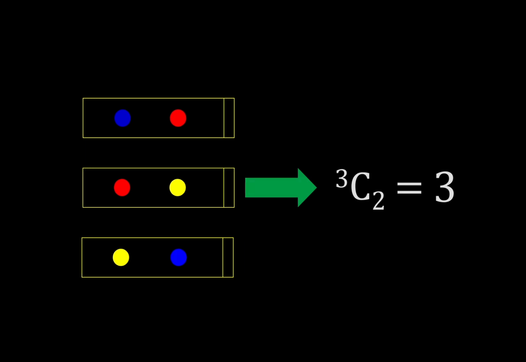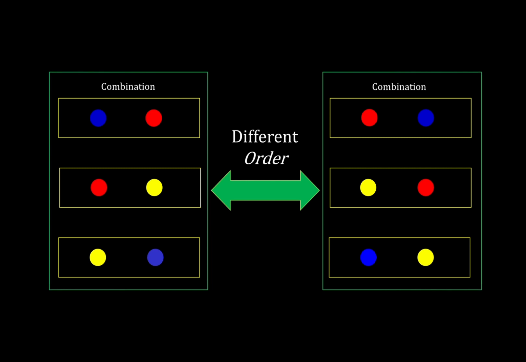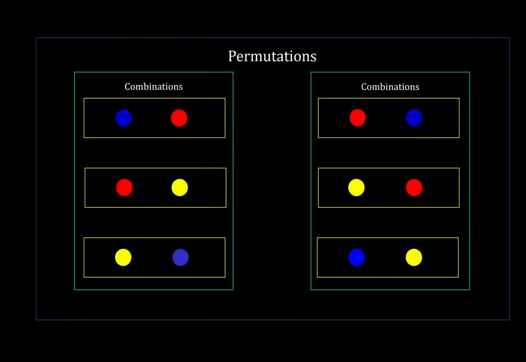Some of you may ask, wait, what about red-blue, yellow-red, and blue-yellow? Well, notice that the difference between these two groups is just the order of the balls. When we talk about combinations, we only care about what balls we choose, rather than in what order we choose them in. When we care about the order, we call them permutations, rather than combinations.